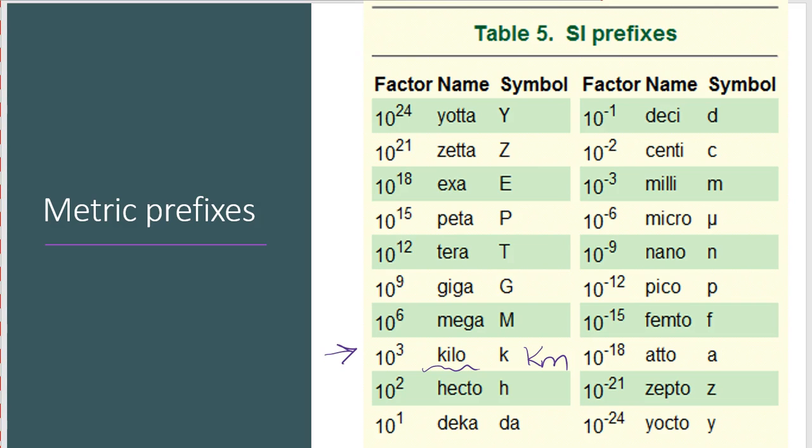1 kilometer is equal to 10 to the third meters. So that means 1 kilometer equals 1,000 meters. If you're looking at milli, which is 10 to the negative 3, that's 1 divided by 1,000, 1,000ths of a meter, or 0.001 meter. So these powers are in relationship to your base.